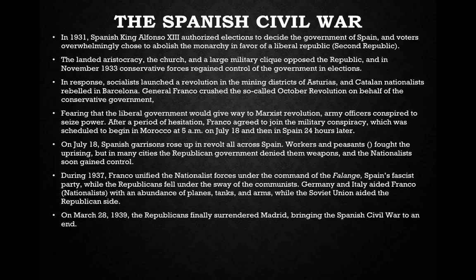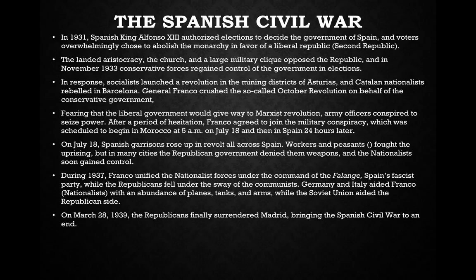In 1931, Spanish King Alfonso XIII authorized elections to decide if the government of Spain wanted to change, if it wanted to alter, if the people wanted to make bold new steps, and they did. Voters overwhelmingly chose to abolish the monarchy in favor of a liberal republic, and Alfonso went into exile, and the Second Republic came to be.